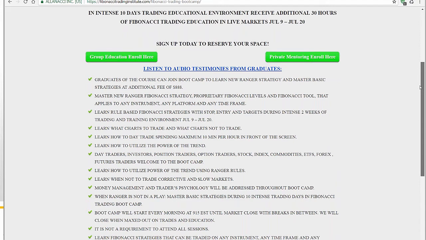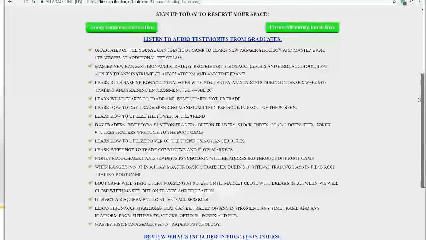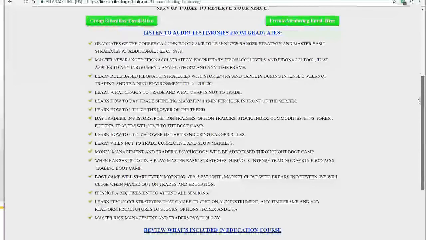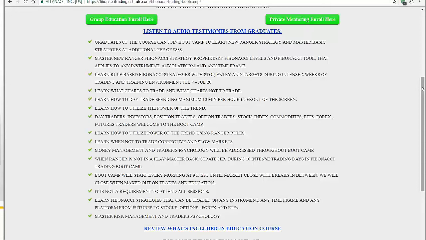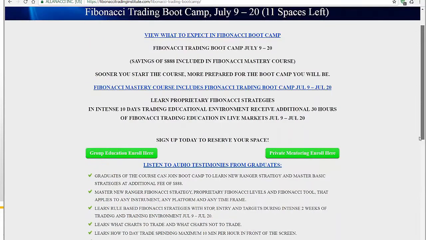You master basic strategies with precise stop, entry, and targets during an intense 2 weeks of education. You learn what charts to trade and what charts not to trade. You learn how to day trade spending a maximum of 10 minutes per day in front of the screen using the most powerful Fibonacci number in day trading. You learn how to utilize the power of the trend. You learn it alongside day traders, investors, position traders, option traders, stock traders. Graduates of the course will be speaking in bootcamp. Money management and trader psychology will be addressed throughout bootcamp. And again, bootcamp is part of the course.